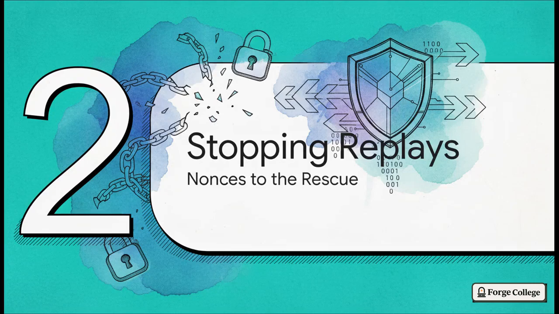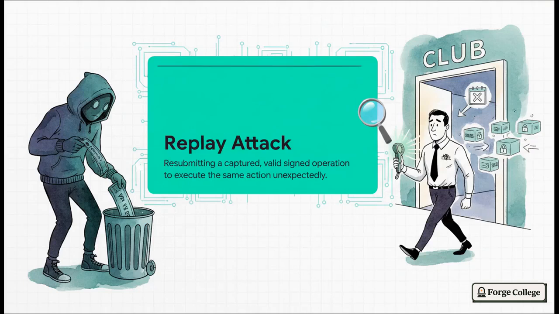Moving right along to section 2, stopping replay attacks with nonces. A replay attack is, well, exactly what it sounds like. It's when someone captures a previously valid signed operation and just blindly resubmits it to a relay to execute that exact same action again, entirely unexpectedly.